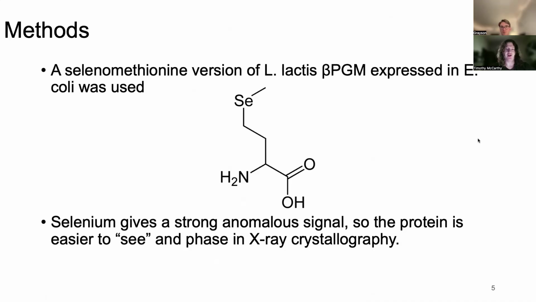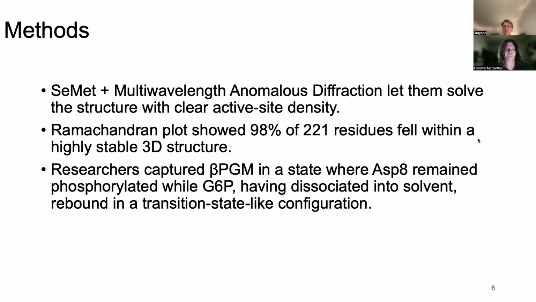Selenomethionine Lactococcus lactis PGM was grown and purified from E. coli. The selenium was swapped in place of methionine so that it would be easier to see in the 3 wavelengths used to create the X-ray data. Methods. Selenomethionine plus MAD phasing, using the 3 X-ray wavelengths, lets the researchers solve the structure with clear active site density.